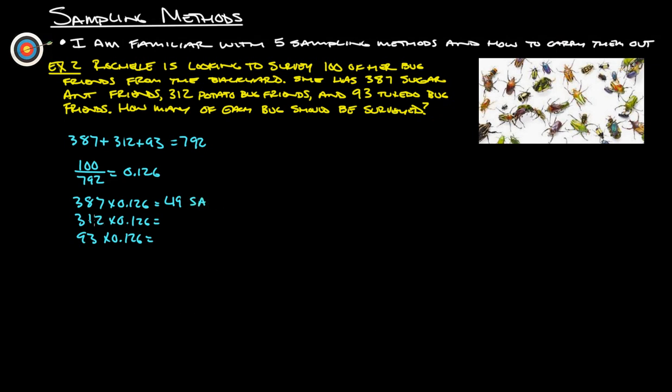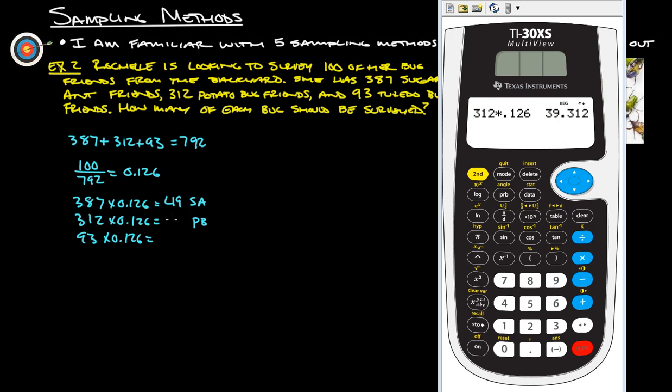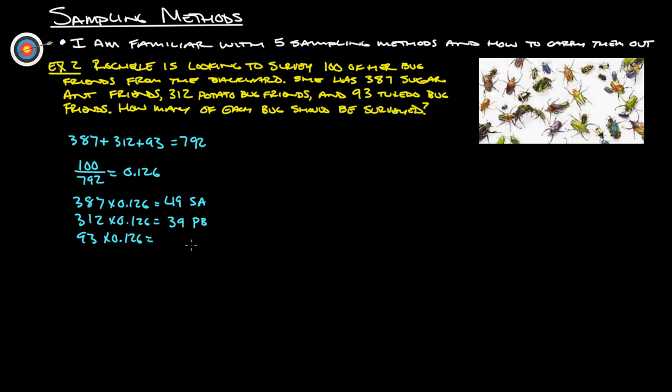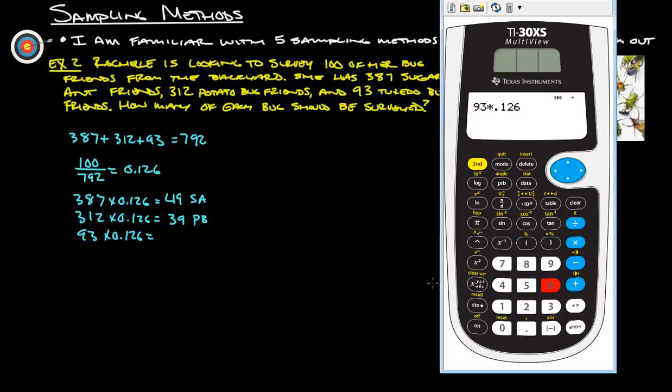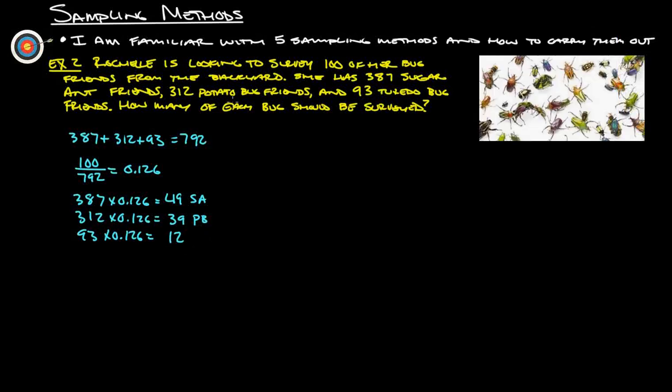Okay, now let's calculate the number of potato bug friends. That gives us 39.3, so let's go with 39. That rounds off. And then apply 93 times 0.126. Push enter, and we get 11.7, so we'll call that 12. And that is the tuxedo bugs, right? Now, if we add these all up, we actually magically get 100 bugs total. So that should be pretty close to what we'd want to do for our survey.